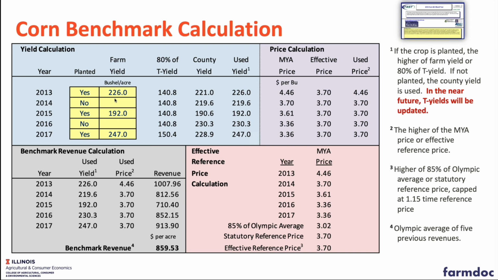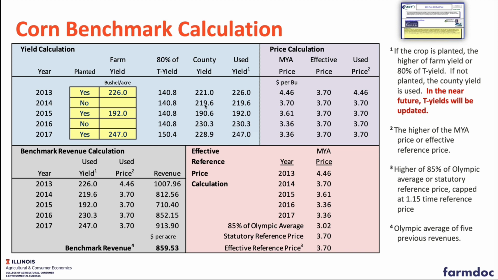This one has 226 yield for 2013, 192 for 2015, 247 for 2017. We set this up so this was a FSA farm that had a total corn soybean rotation. There was no yield for 2014 and 2016 for corn. That happens to be soybeans. But they still use a yield for those years, and it's the county yield. Our ARC IC tool brings those in.